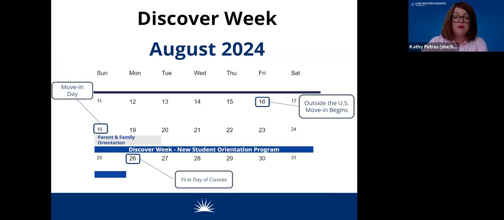And so Discover Week will run from August 18th through the 25th, with the first day of classes being the 26th. Parents and family members, we will have programming for you as well on the 18th and 19th. So if you are thinking about your travel plans, you can note those 2 days. Parents and families are not required to come to campus, and so we know sometimes you are not able to, and we will continue to share information after Discover Week to keep you in the loop on campus resources and things that you need to know to support your student.